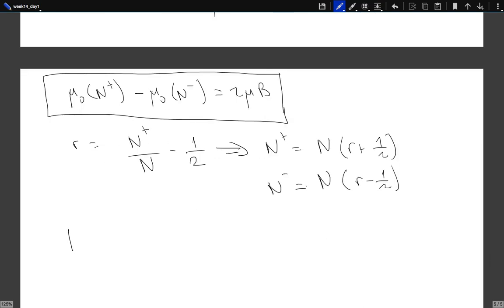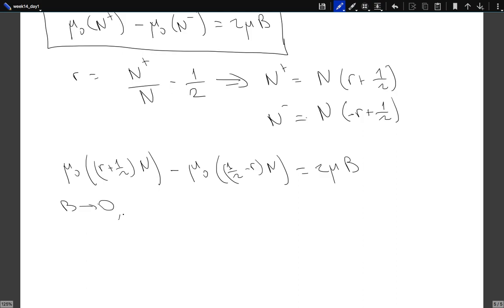So this condition tells me that mu 0 evaluated at R plus 1/2 N minus mu 0 evaluated at 1/2 minus R times N should be equal to 2 mu B.